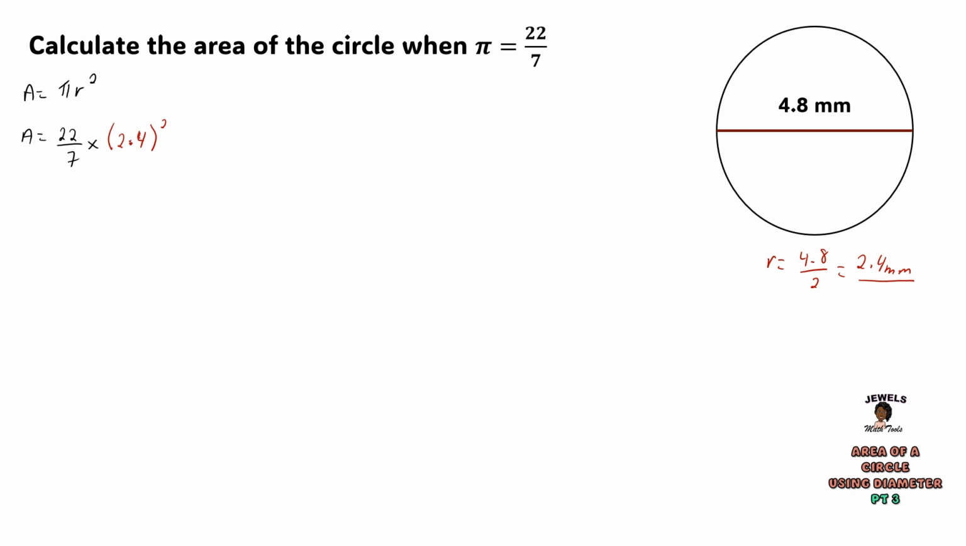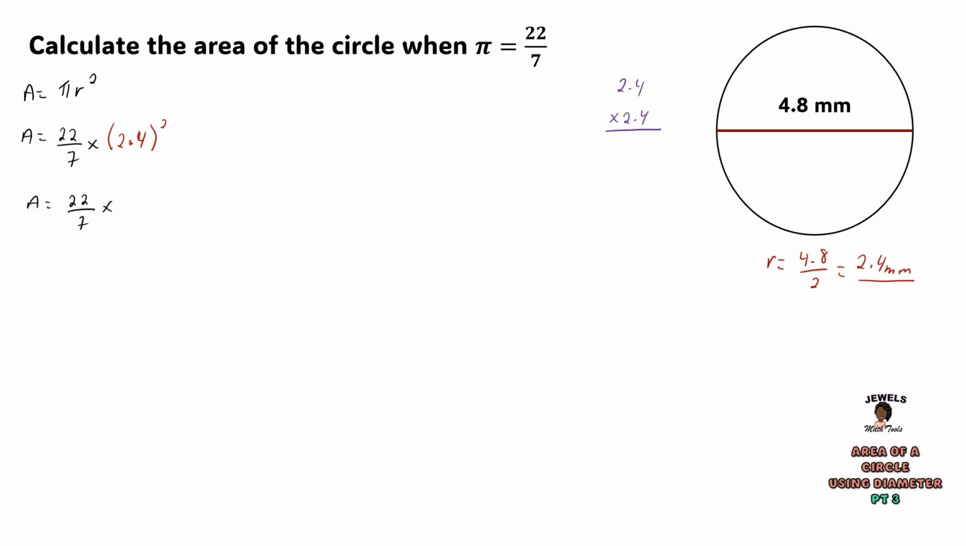So now that we have our radius, let's now begin calculating our 2.4 when it is squared. And remember that squared simply means that the number is being multiplied to itself. It's not being multiplied to 2 and it's not being added. So it is being multiplied to itself. So let's begin with that calculation. So our 2.4 will be multiplied to 2.4.